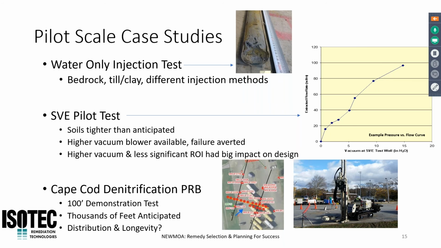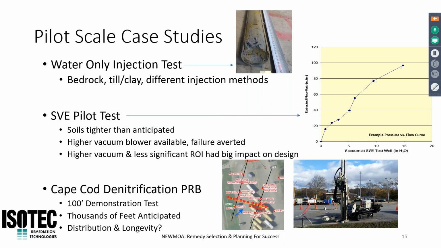So for full scale, we actually were able to use injection wells that targeted those thinner intervals. And it ended up being a very effective ISCO project. But the water-only injection test and the additional data characterization, which was a remedial design investigation that occurred during that same event, really were what made that event successful.